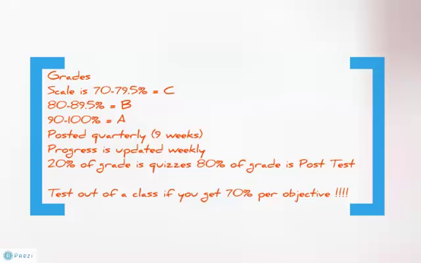80% of the grade is going to be that final post-test or a final assessment that your teacher assigns for you. Just a reminder that you can test out of a class if you get 70% per objective, so that might be a little incentive to do very well on your pre-test.